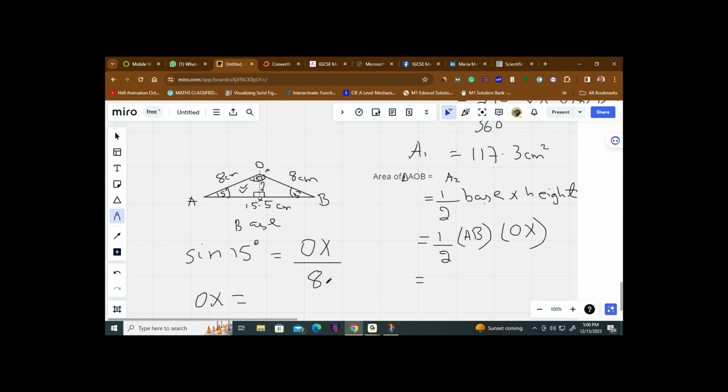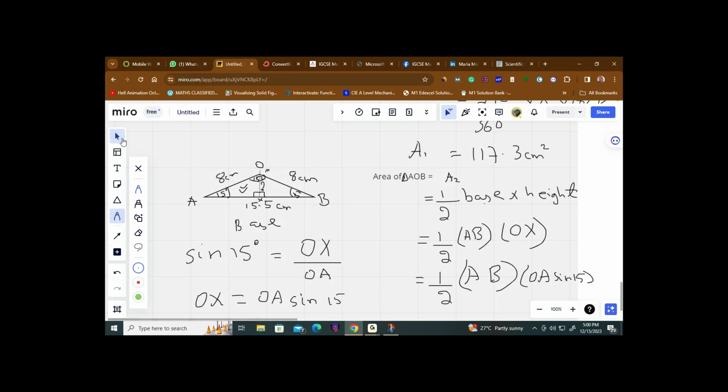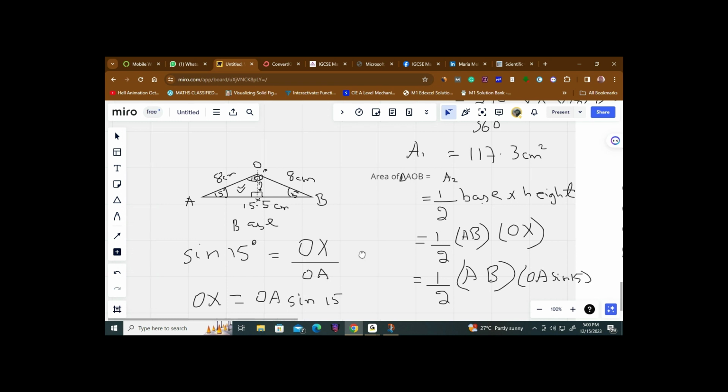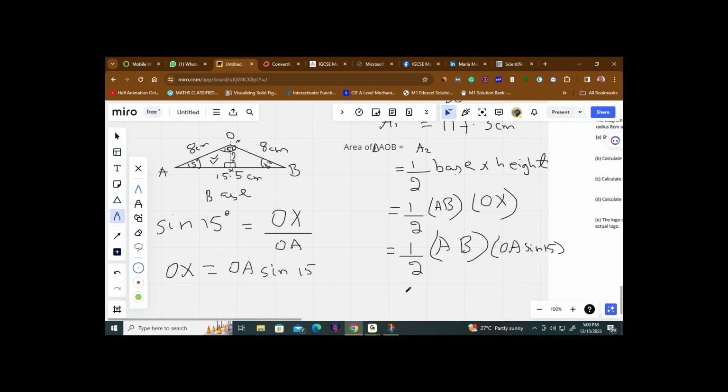This is OA. I must not write the values directly; I should write the line segment's starting and ending points. So OX is actually OA times sine 15. This is the formula to find the area that we use: half times AB times OA sine 15. Here, substitute the values of AB and OA. AB is 15.5 and OA is 8. You are going to get your area A2 within no time.